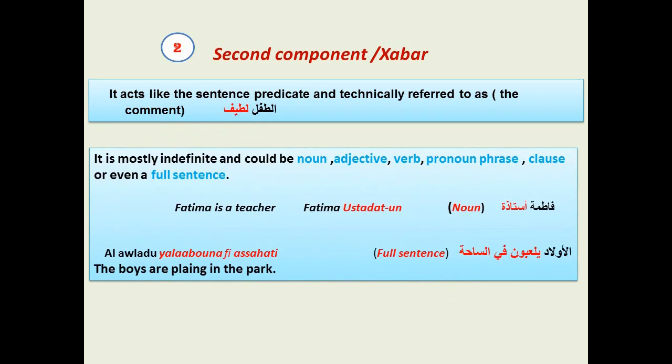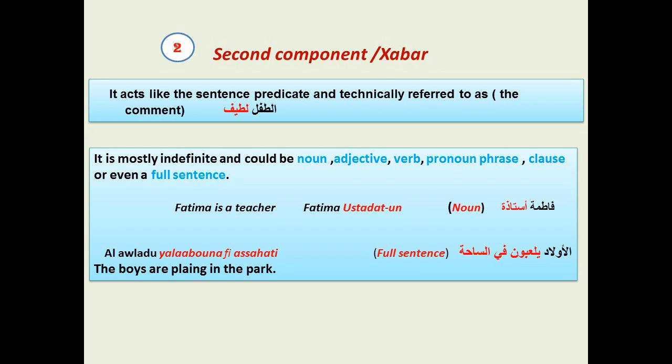It is mostly indefinite and could be a noun, an adjective, a verb, a pronoun phrase, a clause, or even a full sentence. Let's give an example. When I say فاطمة أستاذة, Fatima is a teacher. أستاذة here is a noun. Of course, Fatima is مبتدأ, the first component that we have just talked about. أستاذة is al-khabar. It gives information about the مبتدأ. أستاذة is a noun, so here in this sentence, it acts as a noun.